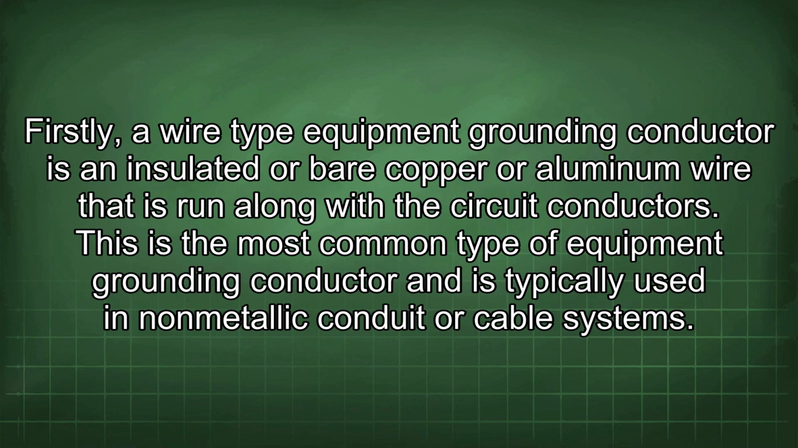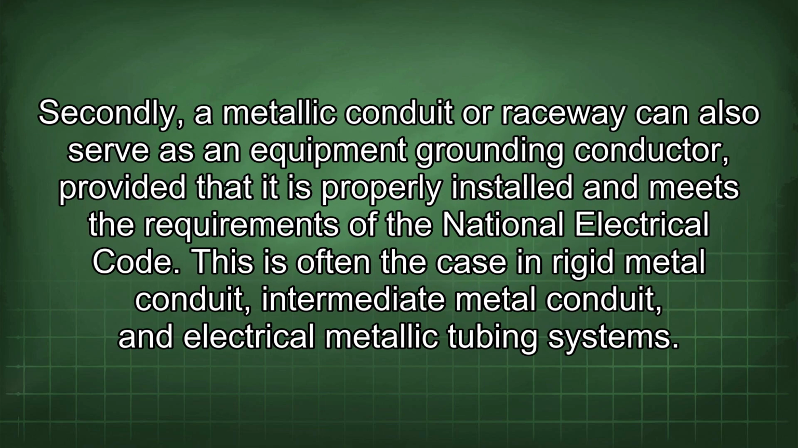Firstly, a wire-type equipment grounding conductor is an insulated or bare copper or aluminum wire that is run along with the circuit conductors. This is the most common type of equipment grounding conductor and is typically used in non-metallic conduit or cable systems. Secondly, a metallic conduit or raceway can also serve as an equipment grounding conductor, provided that it is properly installed and meets the requirements of the National Electrical Code. This is often the case in rigid metal conduit, intermediate metal conduit, and electrical metallic tubing systems.